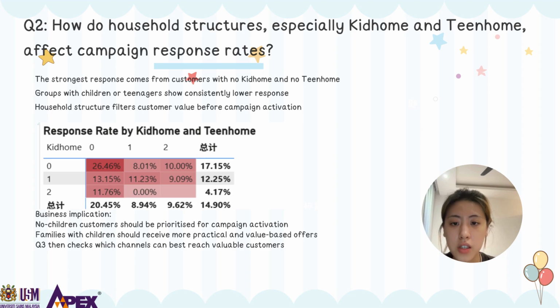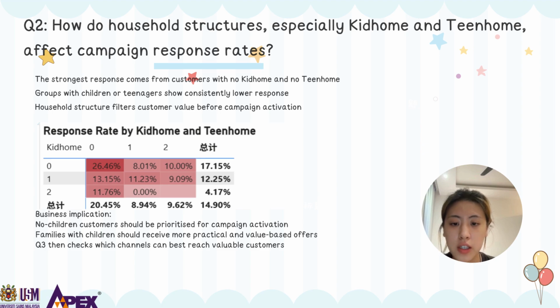The interaction chart shows the same pattern. The strongest response comes from customers with no kid home and no teen home. Once children or teenagers are added, the response rate becomes lower. So the business implication is clear.